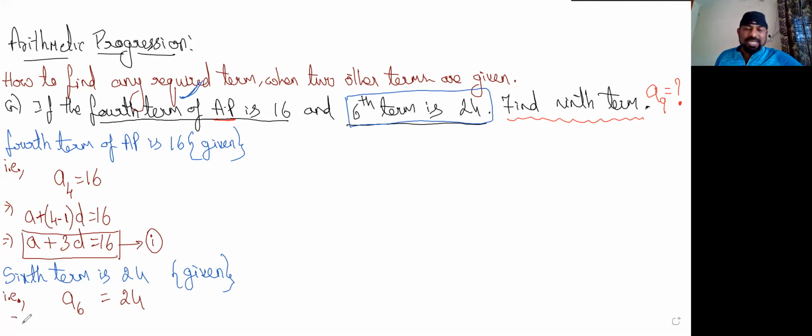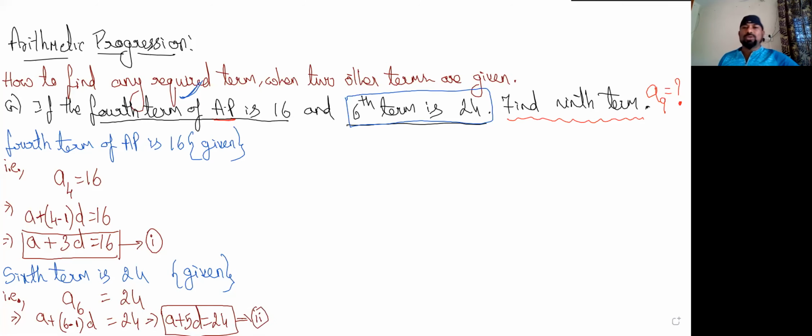Now, by using the nth term formula, a plus 6 minus 1 into d is equal to 24. Why? Because if it is the fourth term, it is 4 minus 1 into d; if it is the sixth term, it is a plus 6 minus 1 into d. That is what you have to remember, which implies a plus 5d is equal to 24. You box that one and call it equation 2. This is the equation 2 we got.